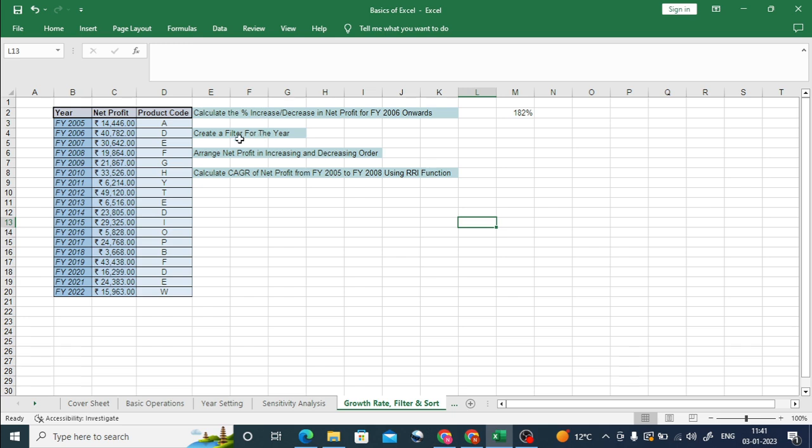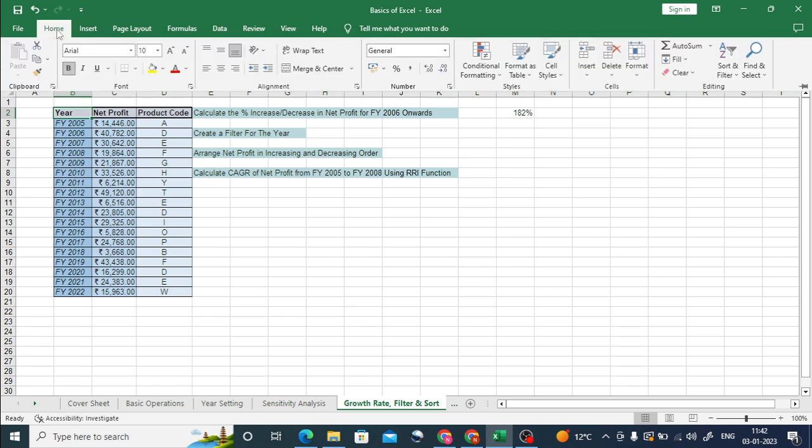Next, we have to create a filter for the year. Now over here you can see there are a lot of years, financial year 2005, financial year 2006, which continue until financial year 2022. Let's suppose you are asked what is the amount of net profit for financial year 2016. Then you have to search for the year, right? So the better way to do it is to select the year and create a filter.